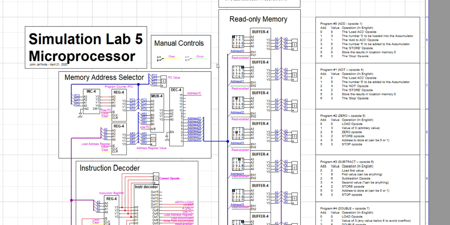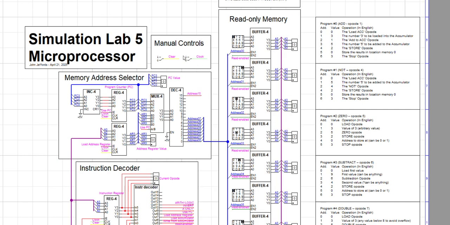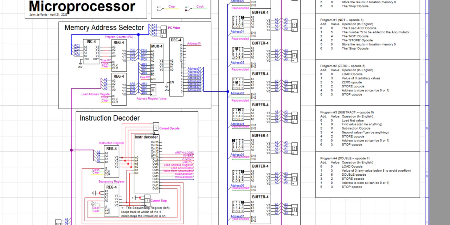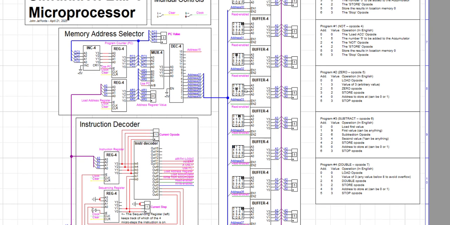So I'll demonstrate it right now. So this will move down to the second buffer. Put in the value of 3, and then we'll clock it. Now it's at 1, and so it's going to be doing the add function next.